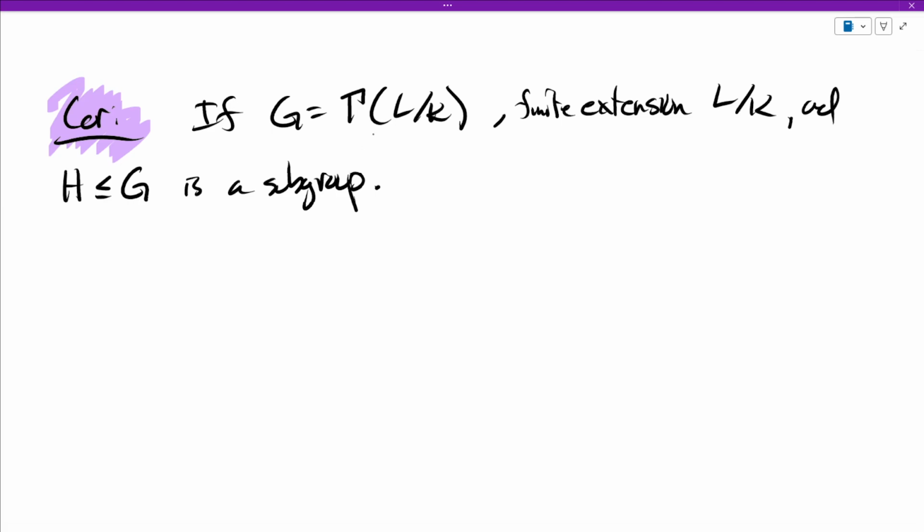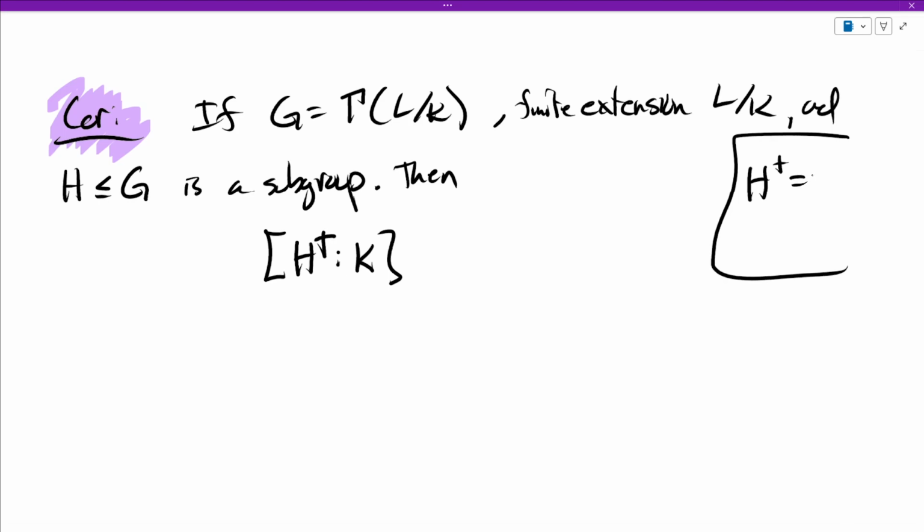Then what? Well, then the degree of the fixed field, which I'm going to write as H dagger, of H under the Galois action. So H dagger, in more regular notation, is the elements of L fixed by H, is equal to the degree of L over K divided by the order of H.